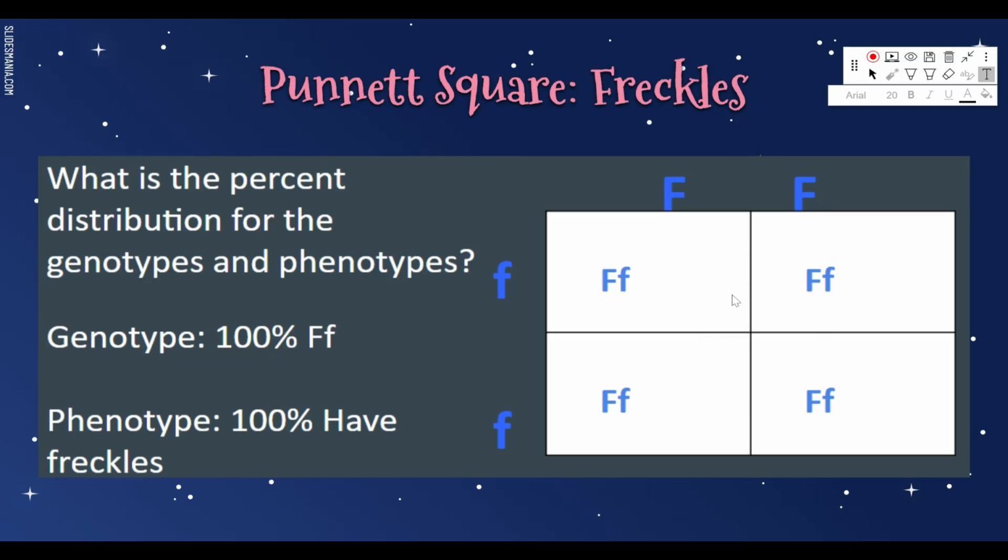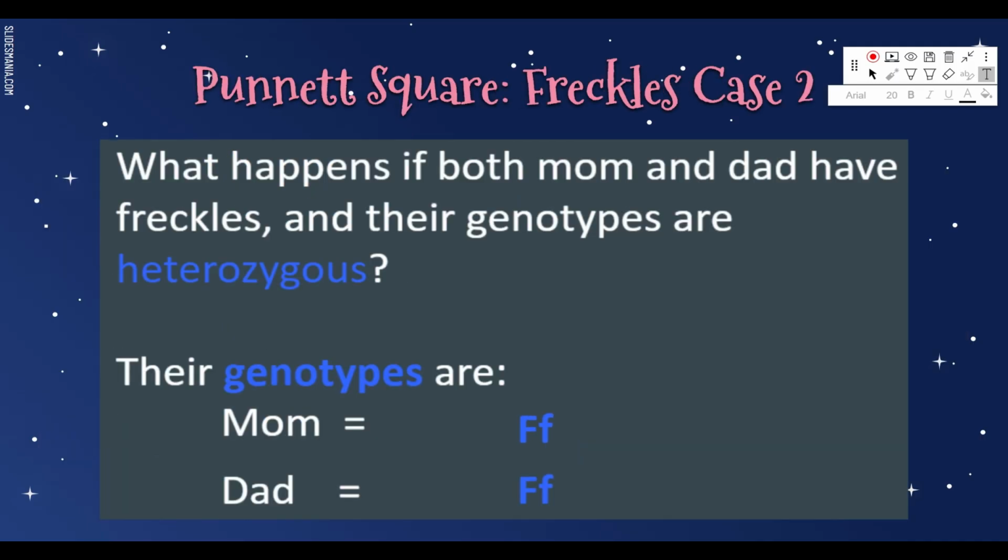All right, so this is what I was just saying, the percent distribution of genotypes and phenotypes. The genotypes are that they're all going to be heterozygous. They all have this big F, little f. Phenotype, 100% of them are going to have freckles, because this big F means they're going to have freckles. If all four have that big F, that dominant F, that means 100% of them are going to have freckles.